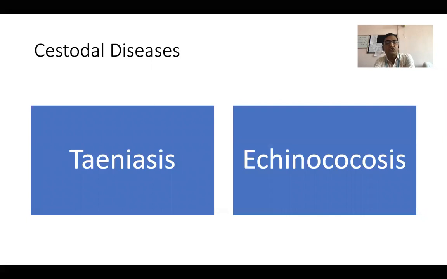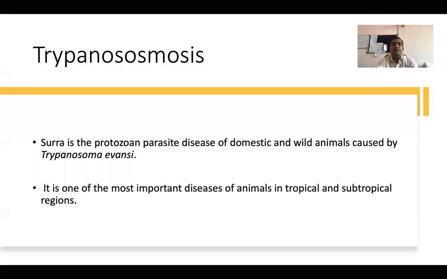Now in cestode diseases also, taeniasis and echinococcosis are the two very important diseases that will be dealt with in a broader way. Now coming to the most important disease that is rampant both in captivity as well as in the open, that is in zoo as well as in forest, and this is trypanosomiasis. This is the most widely talked about disease, not only in wild conditions but in our domestic conditions also.